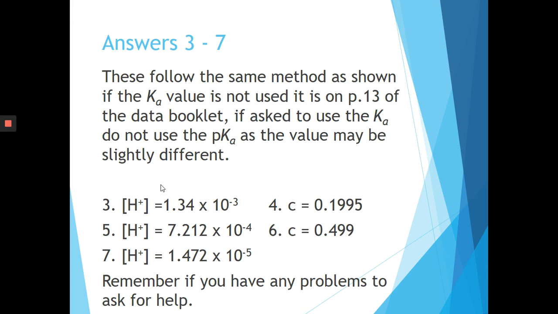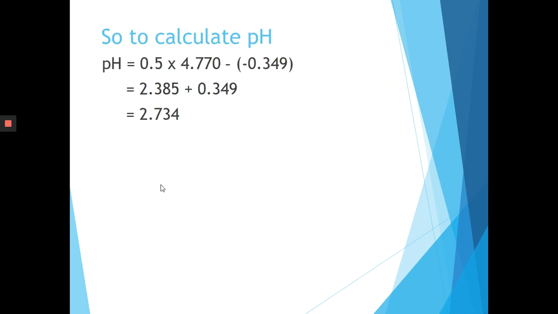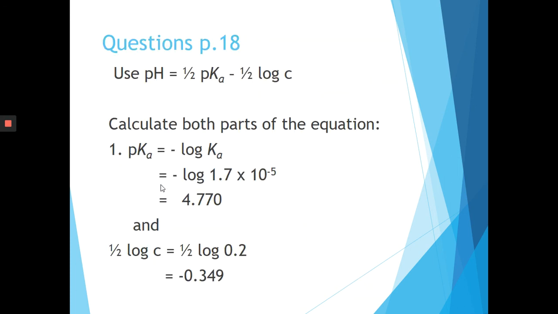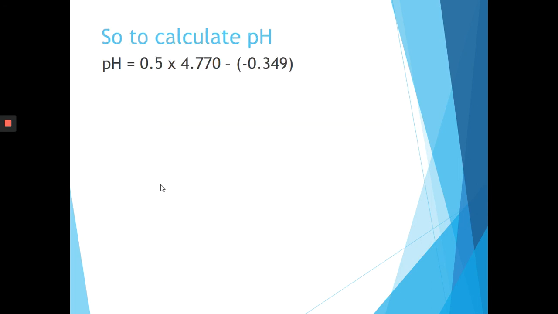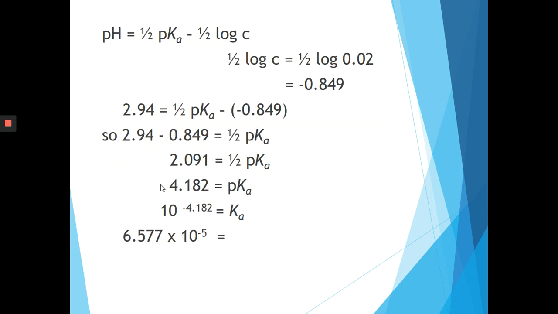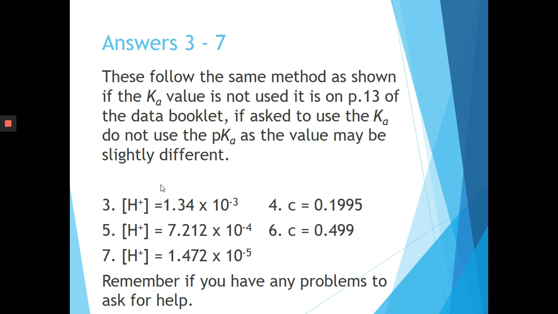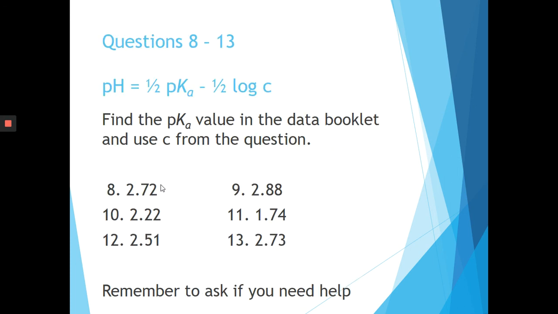Questions 3 to 7 work in the same manner as the ones that have just been done there. You will either need to calculate the hydrogen ion concentration or you will need to calculate C. Having said that, first one, I actually worked out the pH. Anyway, work through them, see how you get on. If you can't get the answer that agrees, let me know and I'll have a look at it and see what's what.